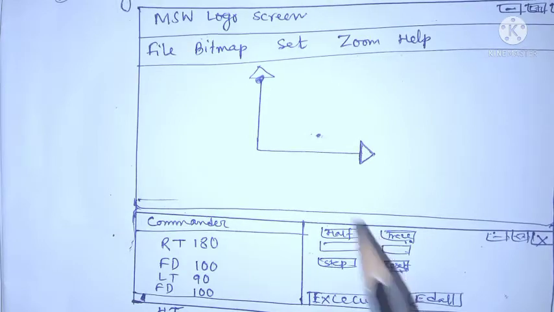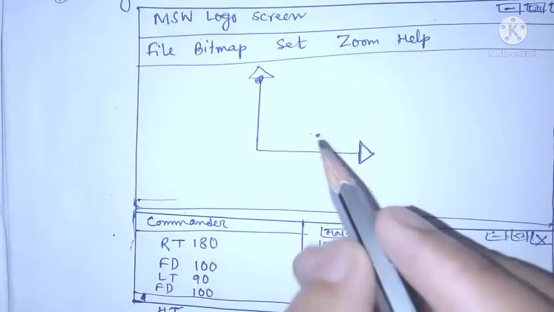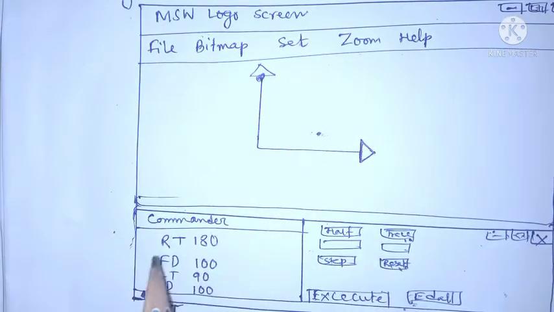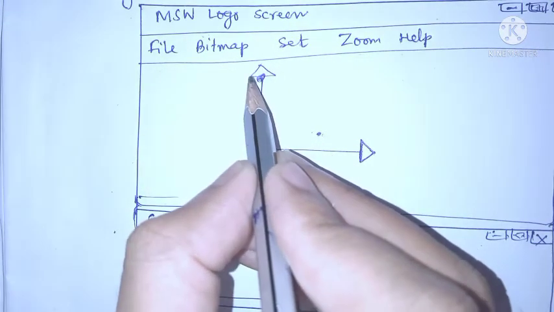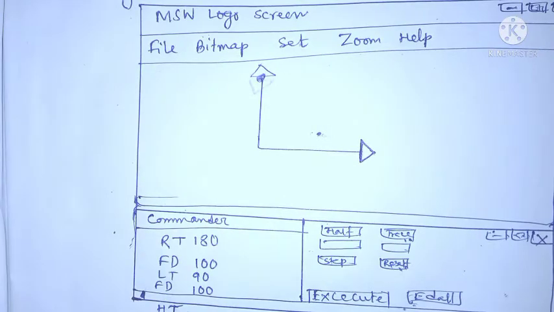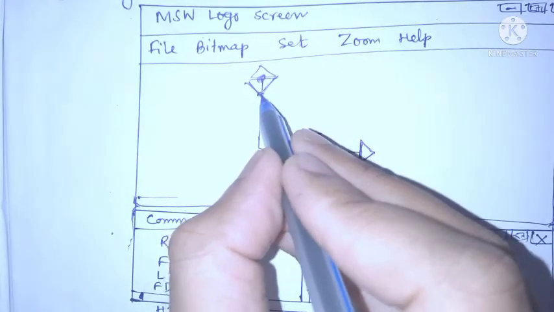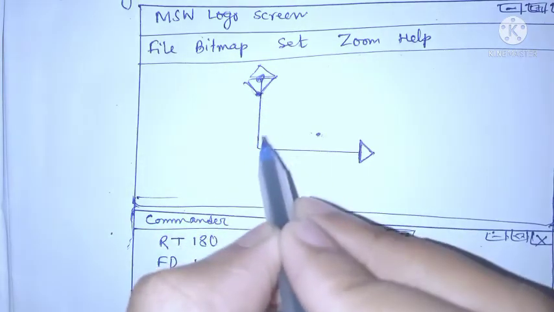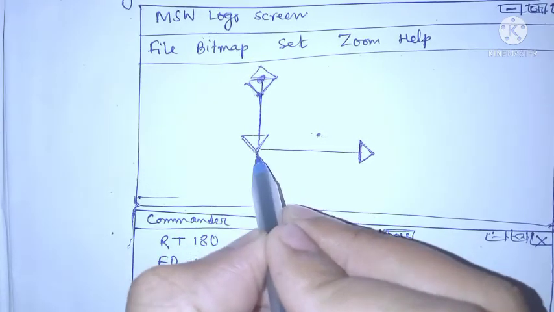So first, to draw an angle with two lines, we have to give the command RT 180. This is our cursor. You can say this is the turtle or cursor, just like that. So first we give the command RT 180, where RT means right turn, 180 degree angle. So this turtle will move like this on your computer screen. Now this is the forward. We put FD 100, so the turtle moves forward.